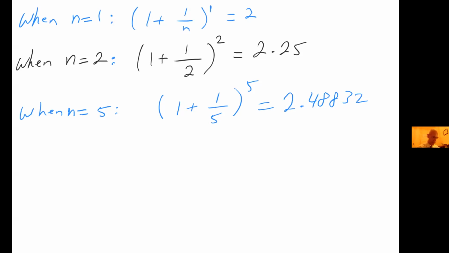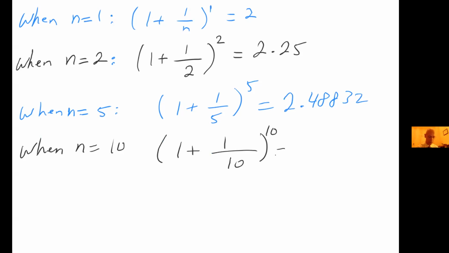So notice that when n equals 10, then I have 1 plus 1 over 10 to the power of 10. And according to my calculator, to 5 decimals, I got 2.59374, which is a higher number. But notice that the rate of increase is not as fast anymore. It's increasing, but not so much faster compared with the first steps. The rate of increase is slowing down. That's what I'm trying to say.